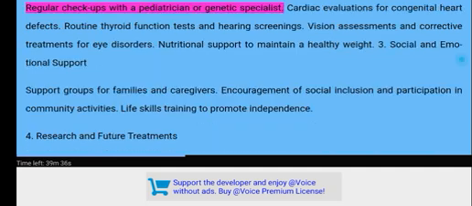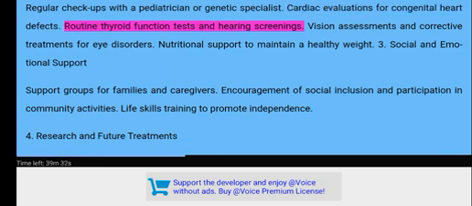2. Medical management. Regular checkups with a pediatrician or genetic specialist. Cardiac evaluations for congenital heart defects. Routine thyroid function tests and hearing screenings. Vision assessments and corrective treatments for eye disorders. Nutritional support to maintain a healthy weight. 3.